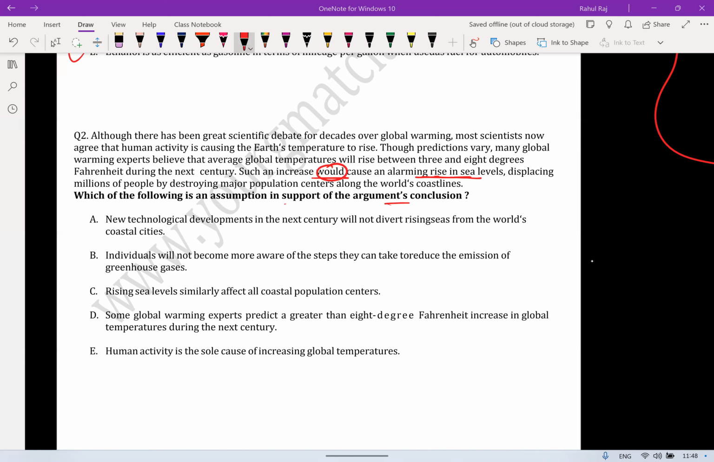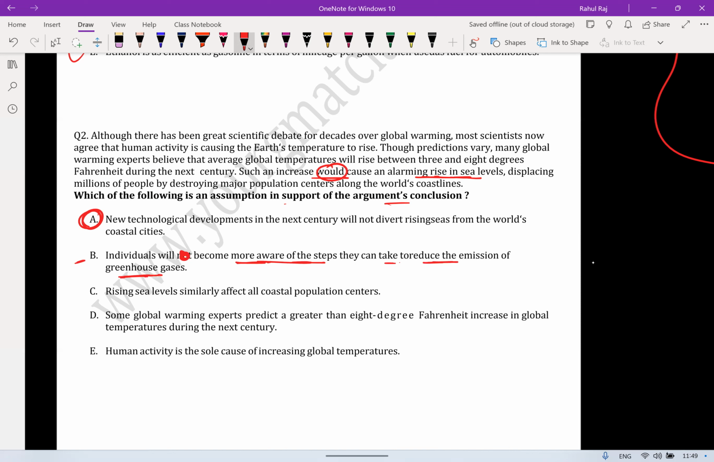Let's understand this. Let's come down to option number A later. Individuals will not become more aware of the steps they can take to reduce the emission of greenhouse gases. My first job is to what? I have identified the conclusion. My second job is to negate the answer choices. And please understand, in 2 statements, you will never have to negate at all. You can straight away mark it out. 3 statements you will have to negate. But the point is that when you're doing an assumptions question, it should be in your conscience that you read the statement only by negating. So let's say I'm negating option number B. Individuals will become more aware of the steps they can take to reduce the emission of greenhouse gases.